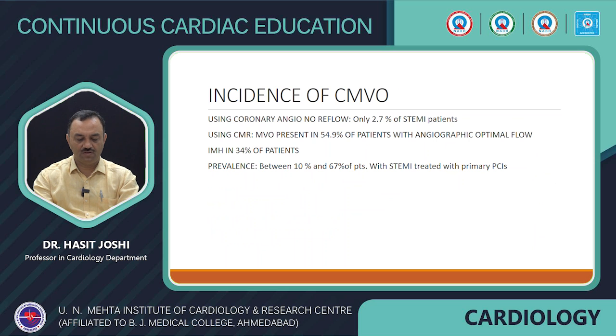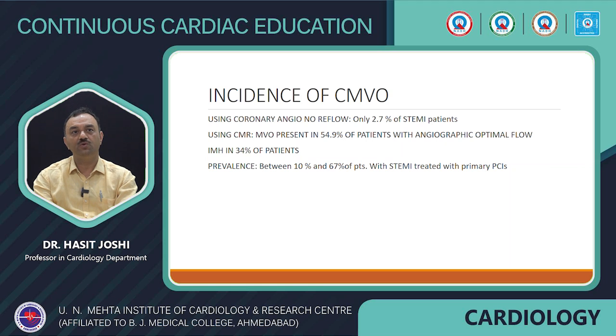So now, the incidence of CMVO: how many patients of STEMI have CMVO? This is defined as, once you open up the conductance vessel, still you have no reperfusion to the myocardium. That is known as CMVO, and that also can be staged into grades 1, 2, 3, but we won't be discussing that. So using coronary angiography, no reflow, that is, anything less than TIMI 3 flow, only 2.7% of STEMI patients have CMVO.